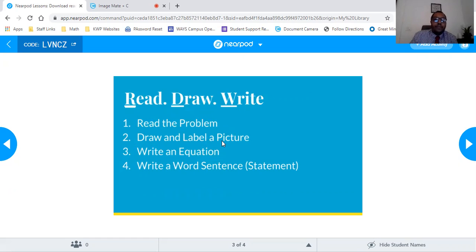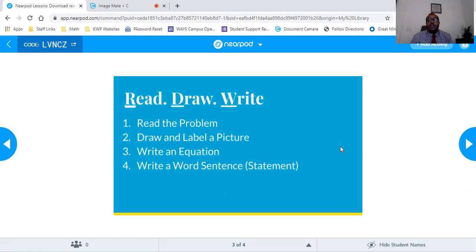Once you have drawn and labeled your picture, the next step is writing an equation or some type of number sentence that matches the model. And once you have solved all of the steps, if it is a one step, two step, multi step word problem, you are going to write a word sentence or a statement that states your answer.